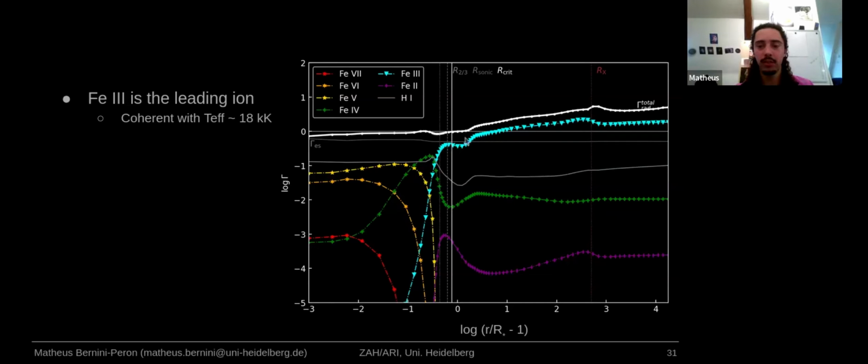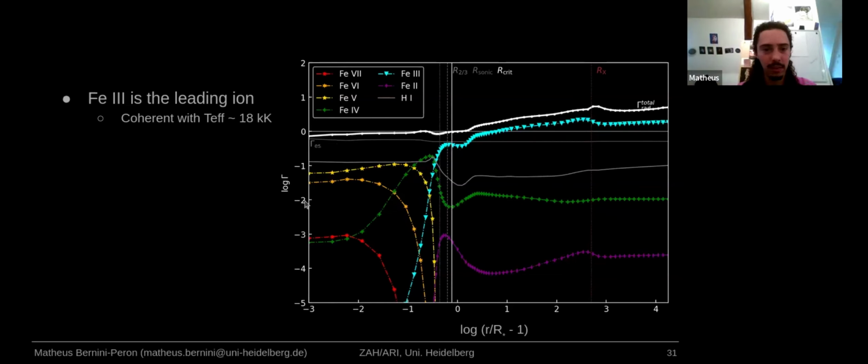And you see here the iron 3 is this blue curve, and iron 2 and iron 4 really don't contribute much. And here is the critical point of the wind, which is essentially where you are transitioning from the subsonic to the supersonic. So from the photosphere, the stellar surface, to the wind regime. Here also iron 3 is the dominant ion, and the acceleration comes from electron scattering.